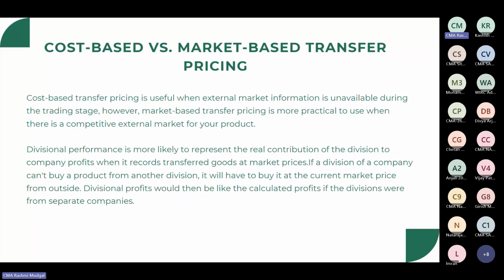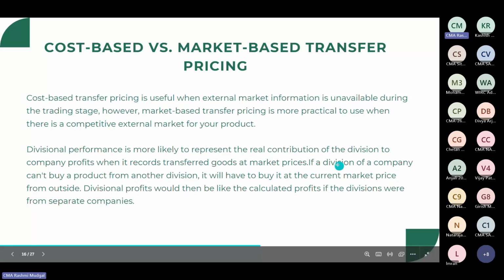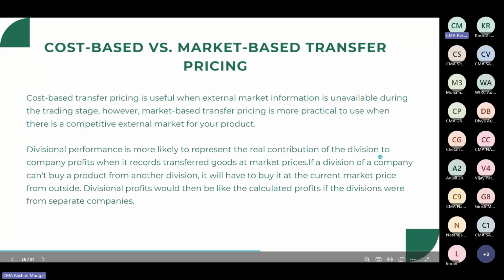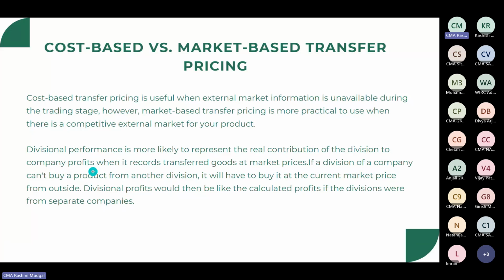Okay, divisional performance. Divisional performance is more likely to represent the real contribution of the division to company profit when it records transferred goods at a market price. If a division of a company can't buy a product from another division, it will have to buy it at the current market price from outside. So the difference is that if we can't get a good from the market, we have to go with the cost plus method.